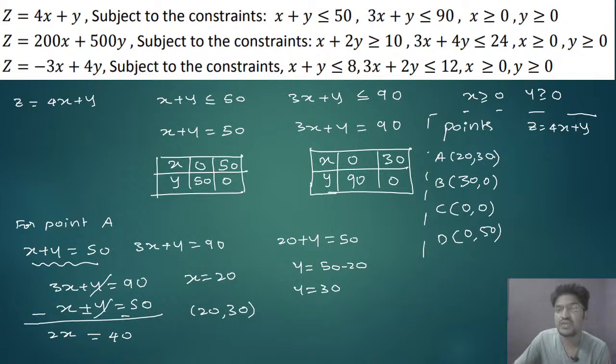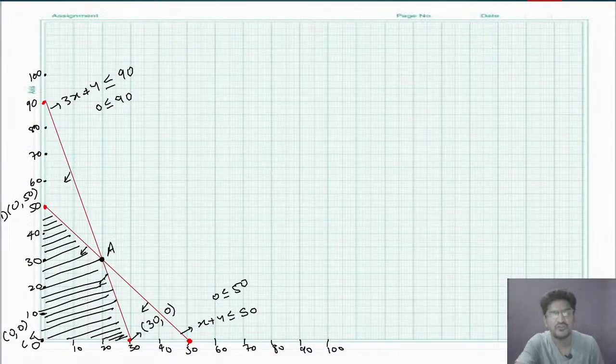In the place of z, you write x value, y value. So x is 20. 4 into 20 is 80. 80 plus 30 is 110. 4 into 30, 120. This is 0 and this is 50. So here 120 is maximum and 0 is minimum. So I think everyone understood this. See the graph. You got the correct answers.